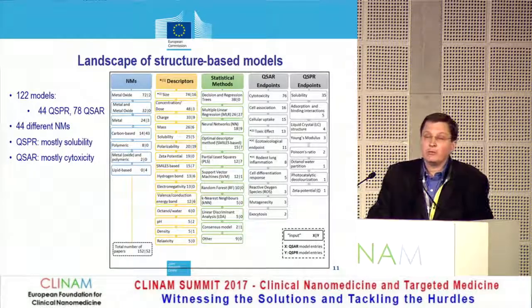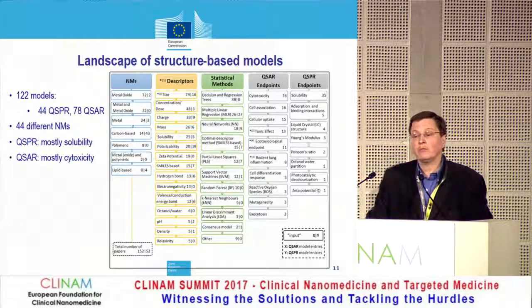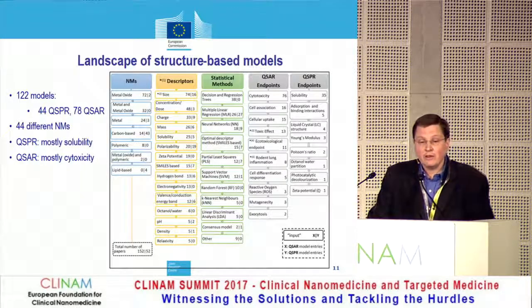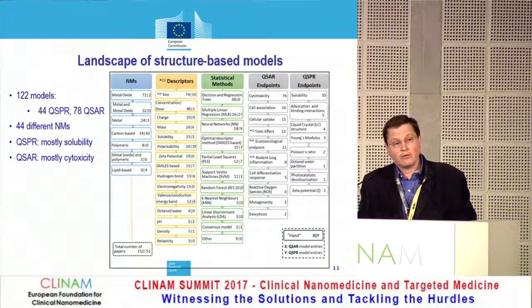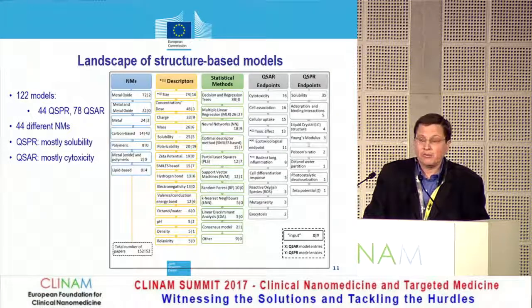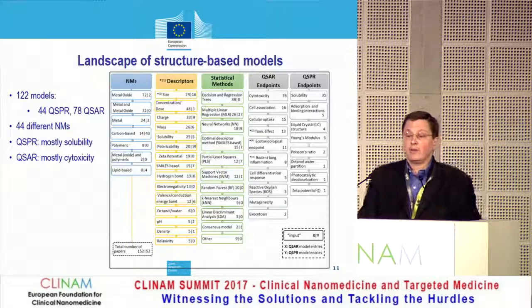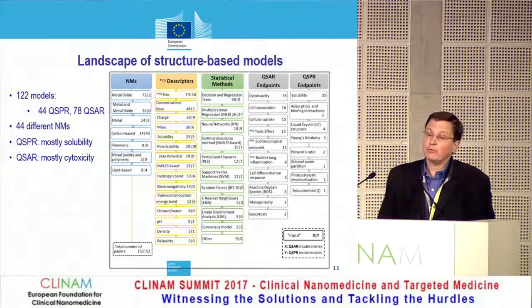The value of these models could be in terms of grouping nanomaterials based on their similarity in terms of physicochemical properties, and similarity in terms of their biological activities. And then you can read across the toxicological properties of these nanomaterials between members of the group. So this would be the value under the REACH legislation.